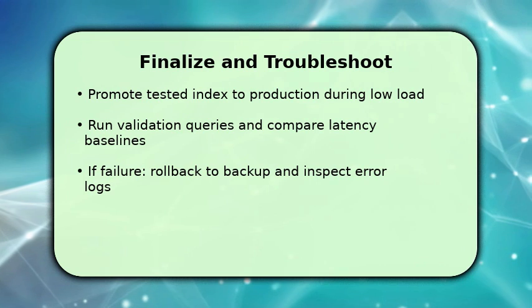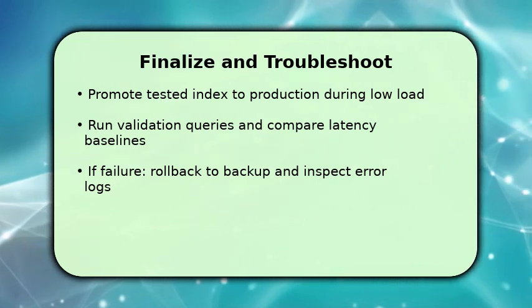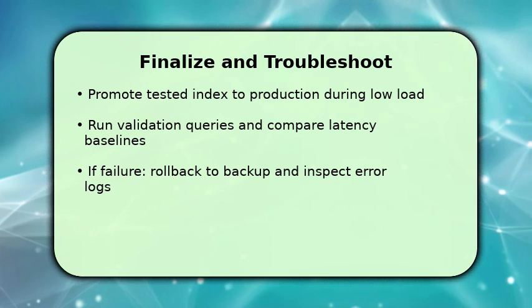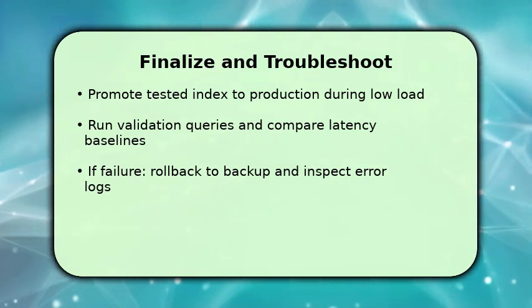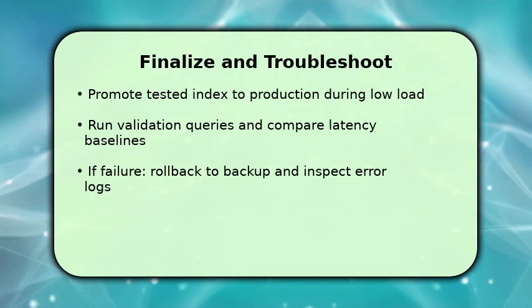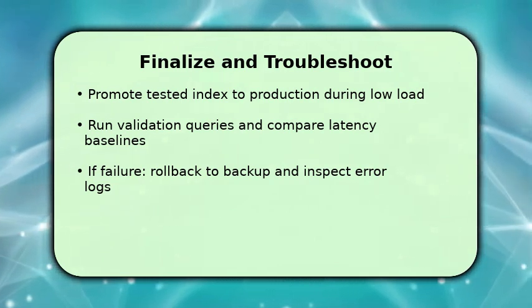If something goes wrong, roll back immediately to your backup, inspect error and indexer logs for root causes, and rerun the incremental sample test after fixes to verify the problem is resolved before repromote.